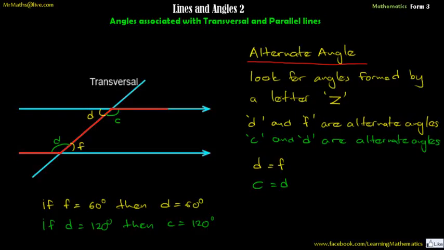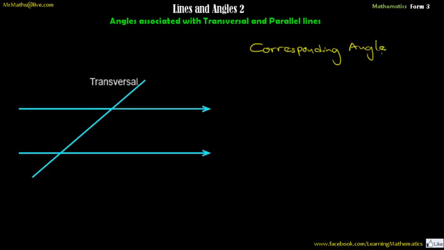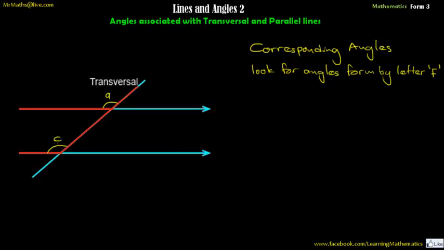Let's move on now with corresponding angles. Let's take a look at an example of a pair of angles that correspond to each other. When you're trying to identify corresponding angles, take a look at an angle formed by the letter F. If you take a look at the diagram now, we have an F written in red. It is an upside down F. Let's give a name to these two angles. First is angle A, and second is angle E. Then A and E are corresponding angles.